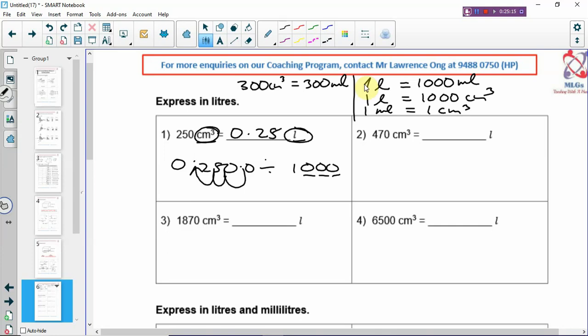Alright, another example, 470 cm cube to liters. You have to divide by 1000. Alright, so change the whole number into a decimal and then shift the decimal point to the left.